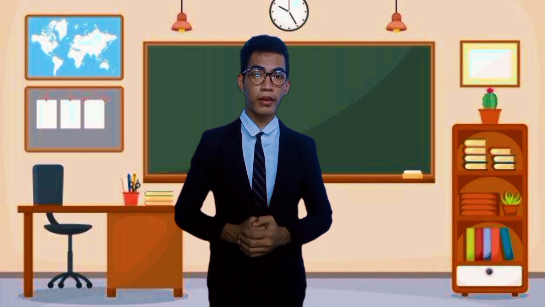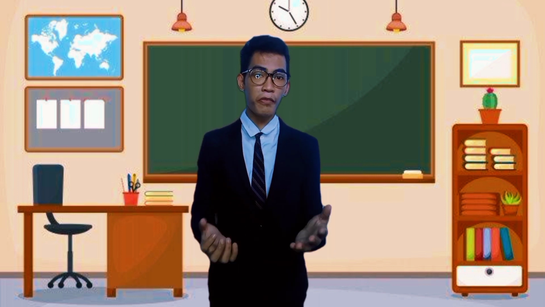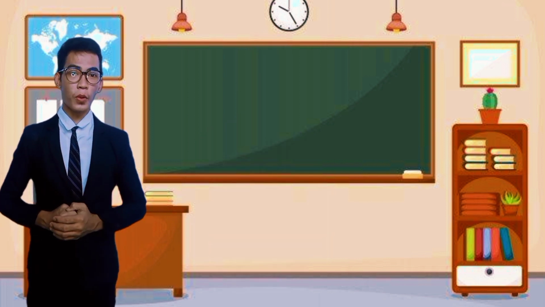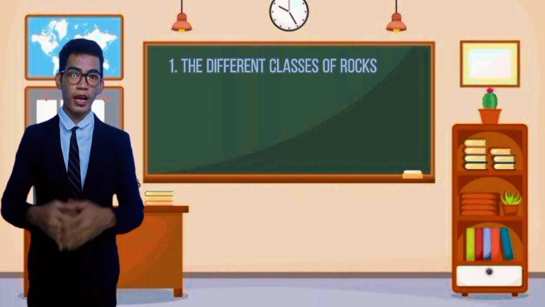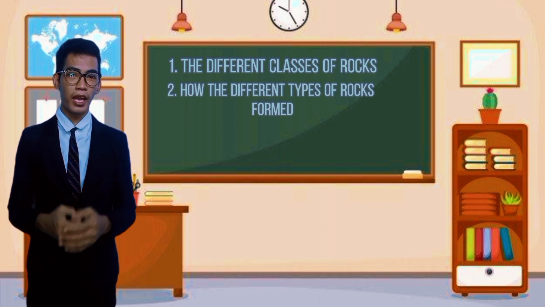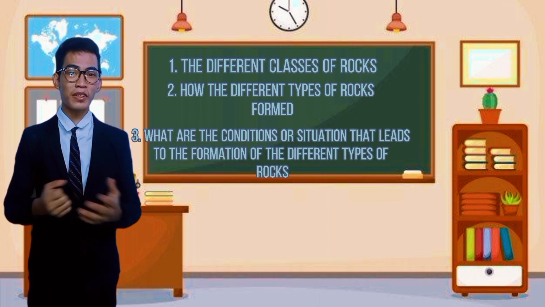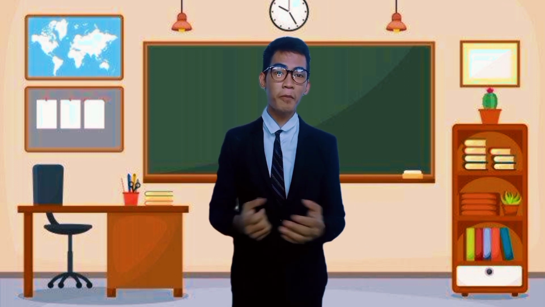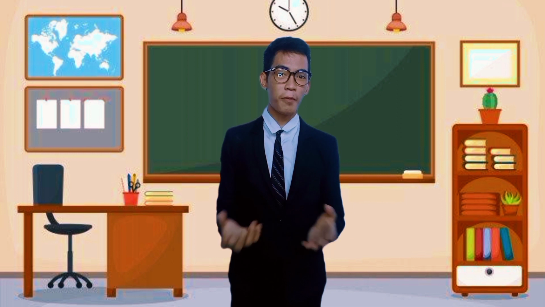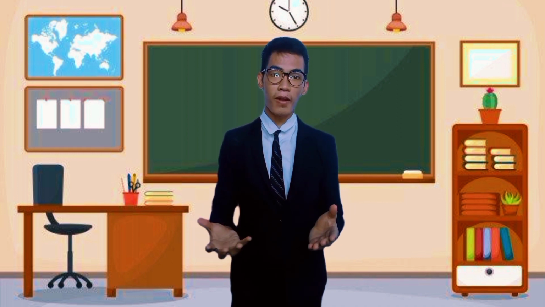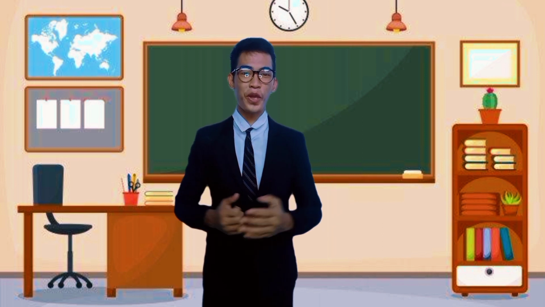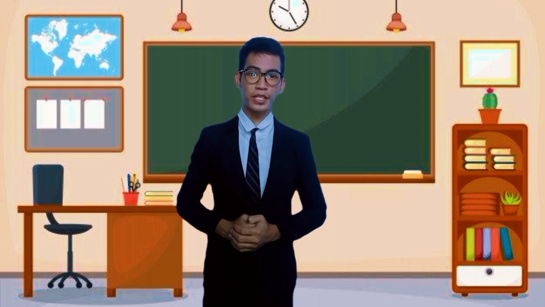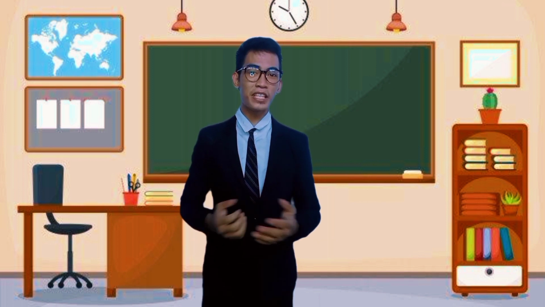So, you have already learned that there are 3 types of rocks. If there are 3 types of rocks, what would you like to find out? In this lesson, we will know the different classes of rocks, how the different types of rocks form, and what condition or situation leads to their formation. Now you have already learned that some rocks melted and hardened, some rocks eroded to the sea, and some rocks become mountains. Now, we will try to find out what the different types of rocks are and what conditions or situations lead to the formation of these different types of rocks.